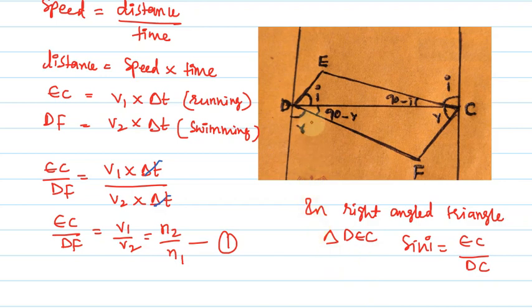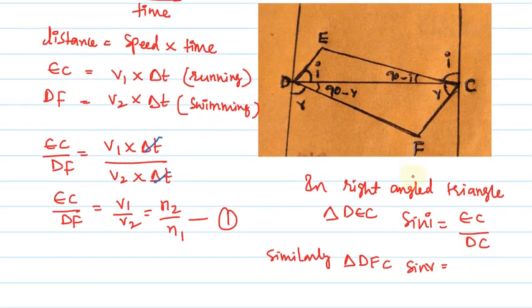Okay, so similarly another right angle triangle is triangle DFC. In this we have angle as sine R. Here is the angle, the opposite side is DF, the hypotenuse is DC. So we can write this as sine R equals DF upon DC.